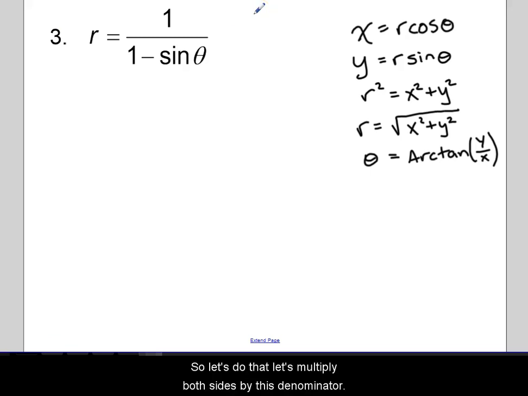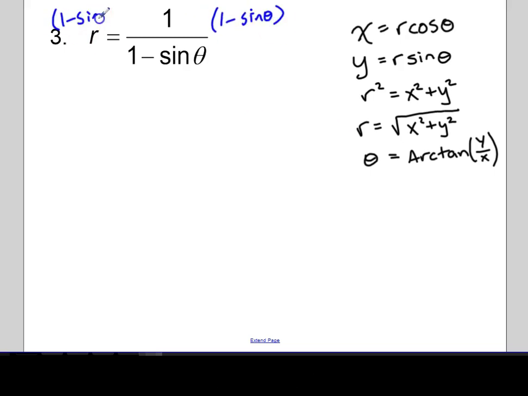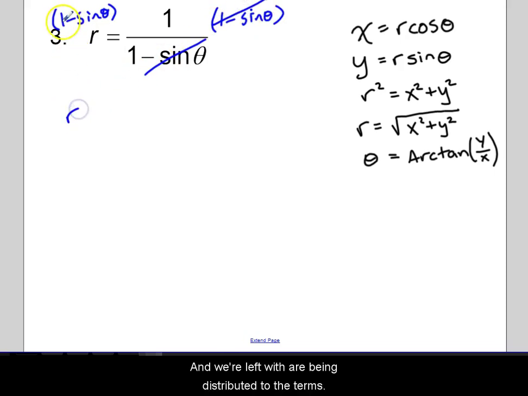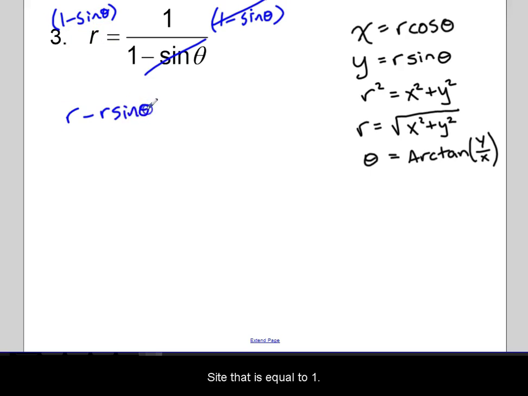So let's do that. Let's multiply both sides by this denominator, 1 minus sine theta. Okay, that divides, and we're left with r being distributed to the terms: r minus r sine theta is equal to 1. Now what? Well, I want you to scour your toolbox over here for anything that could resemble r or r sine theta that could potentially convert these polar terms into rectangular terms. And I'm sure you see it. So go ahead and make those substitutions.